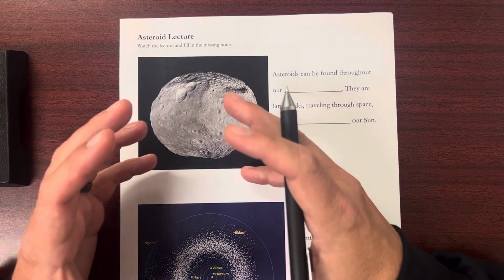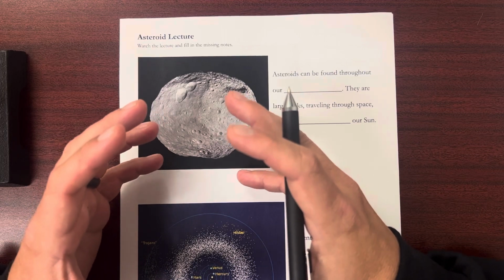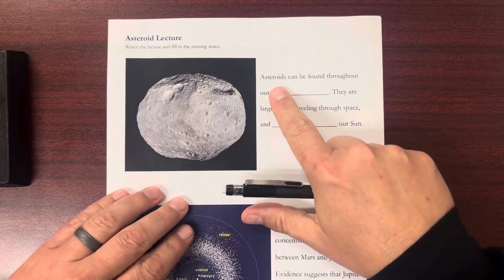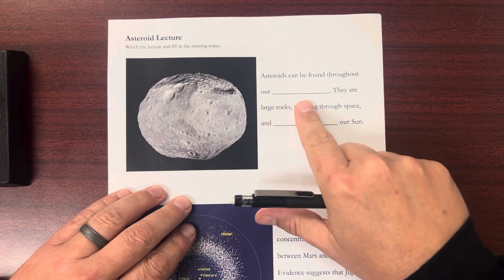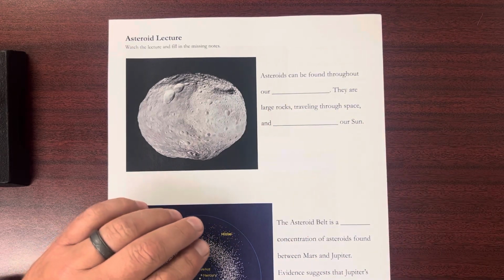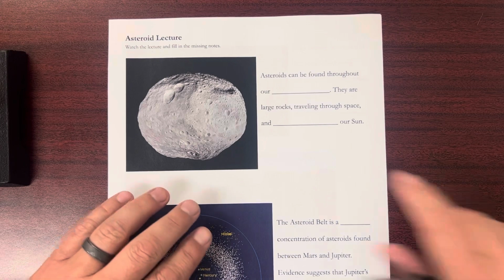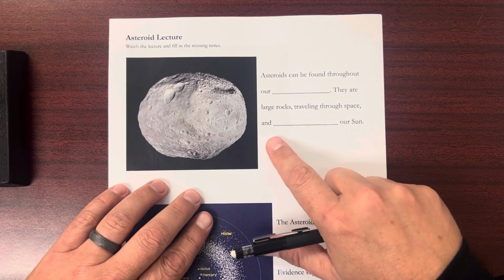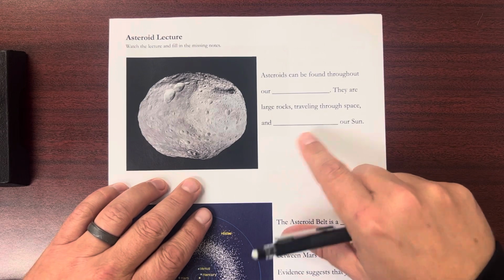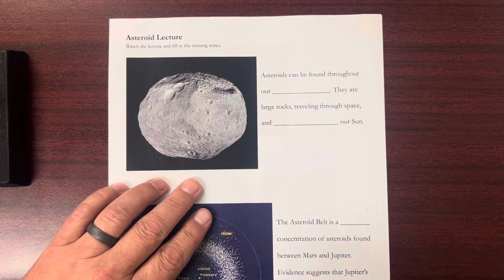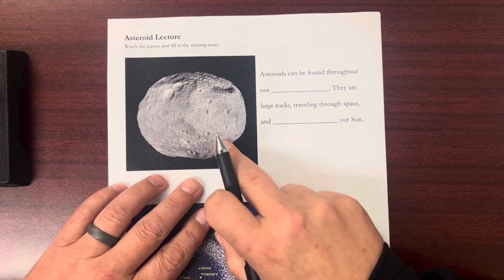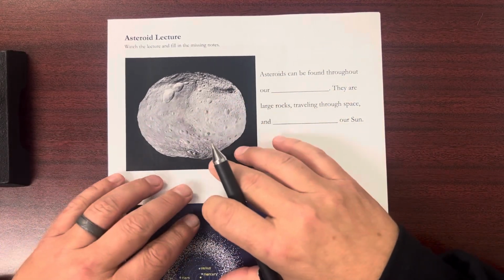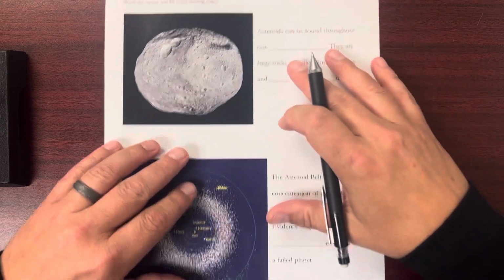collection of rocks, right? It's large rocks that are floating around the solar system. So asteroids can be found throughout our solar system. They can be found really in any part of the solar system. They are large rocks traveling through space and orbiting our sun. So they go into orbit around the sun just like the planets do. And a lot of these are conglomerations of rocks held together by a small amount of gravity.